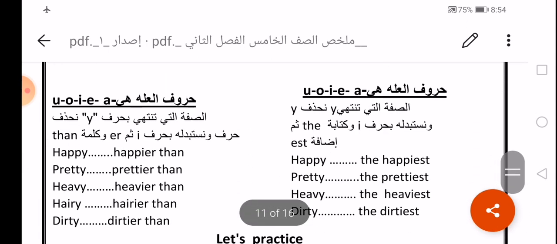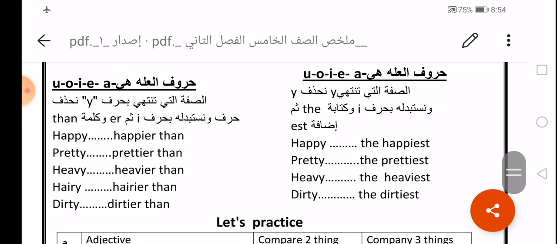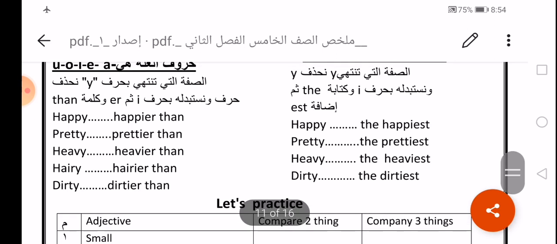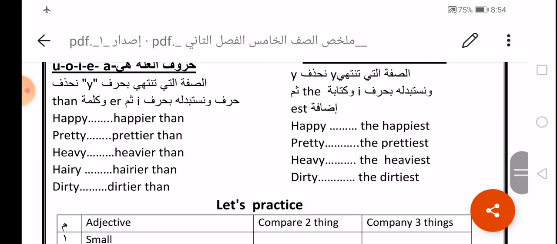But here, if there is an adjective that has a y, like in these examples: happy, pretty, heavy, hairy, dirty. All these adjectives end in y. Before the y there is a consonant letter. We have H-A-P-P-Y, P-R-E-T-T-Y, or H-E-A-V-Y. Before y there is a consonant letter, not a vowel letter. So in this case we are going to remove the last y.